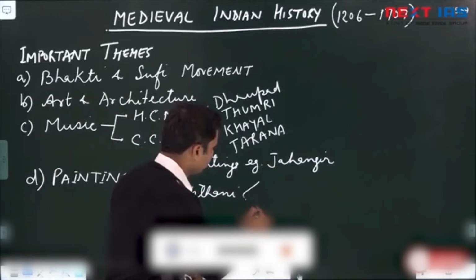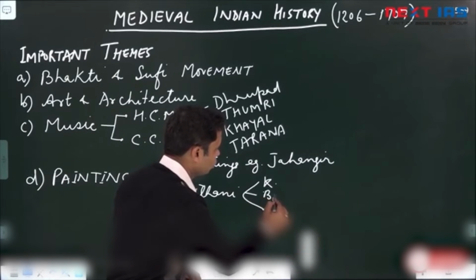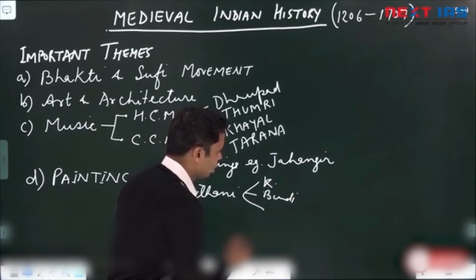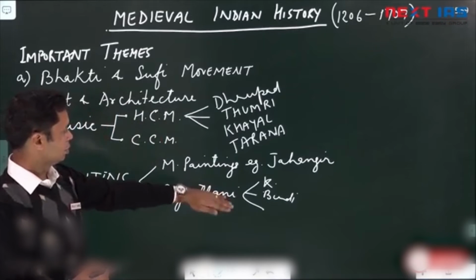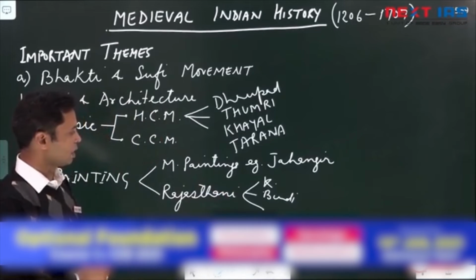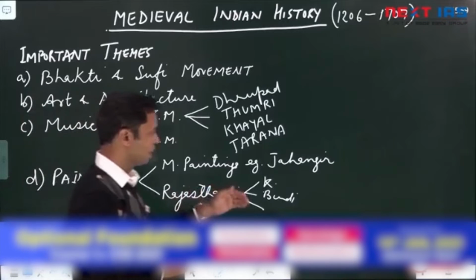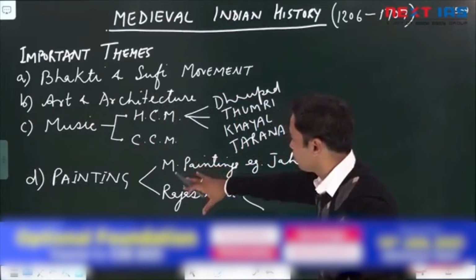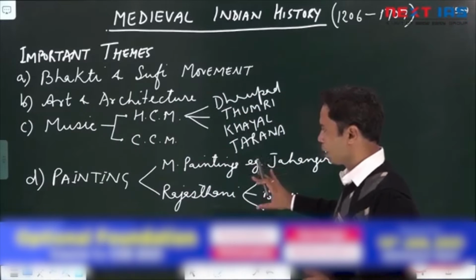Rajasthani is further divided into, say, Kishangarh school and Bundi school. These are the various forms of the Rajasthani school of painting. So in painting you have to study these things.